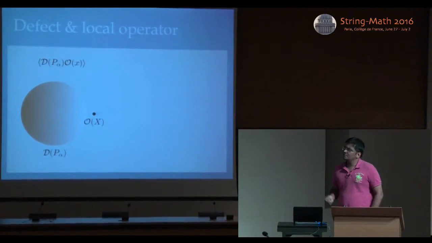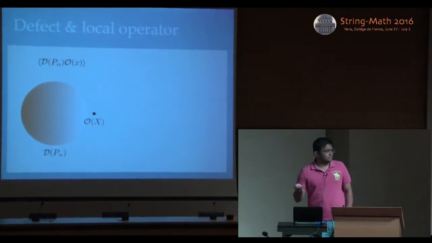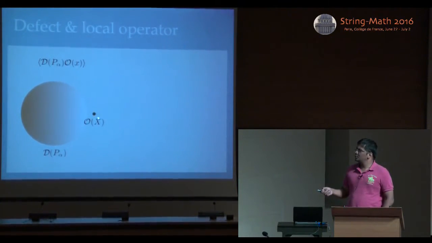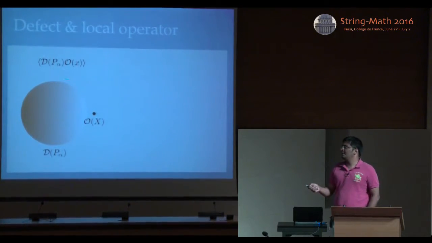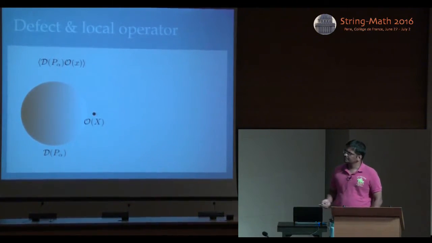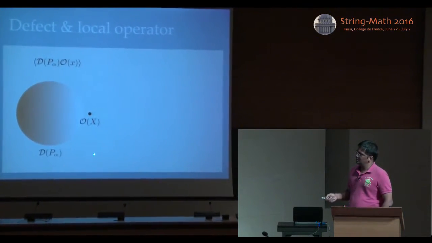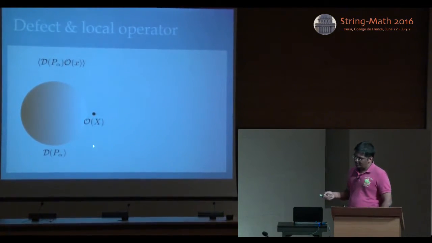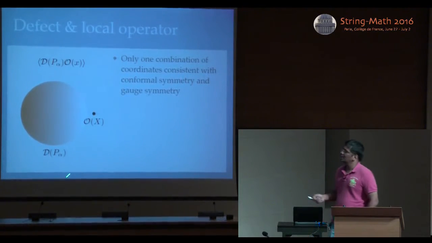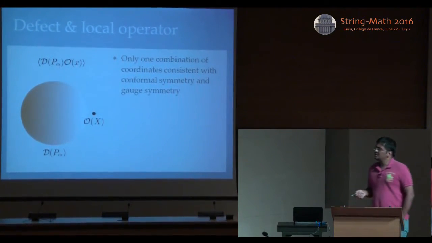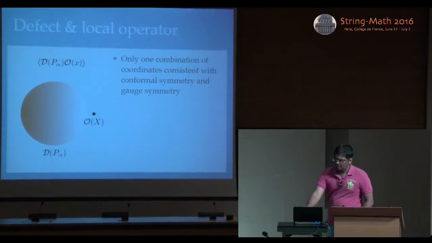Now, we can consider the correlation function of a local operator in the presence of a defect. So this is the geometry that I have in mind. You have a defect, next to it is a local operator, and then I'm interested in finding this correlation function. Now, because the conformal symmetry is realized very linearly on X as well as on P, one simply wants to write down a combination of X and P which is consistent with conformal symmetry and is invariant under the O(M) gauge redundancy. And there's a unique combination that one can write down. It's this.